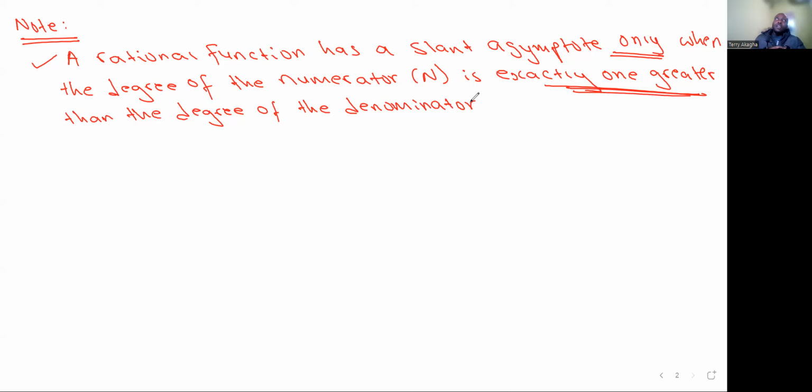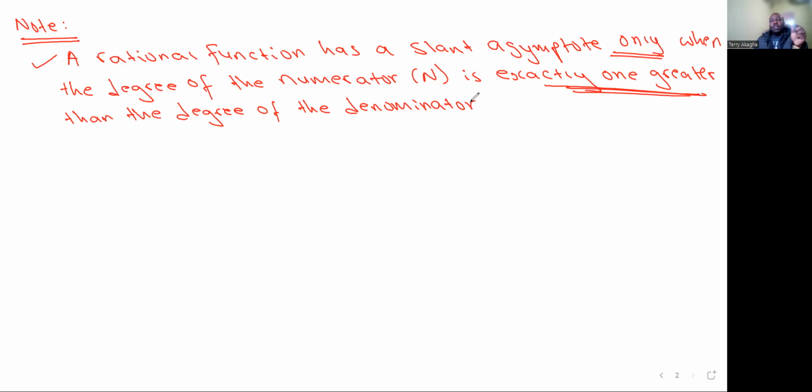So what I'm trying to say is, for instance, if the degree of the numerator is 3, the denominator should be 2. Is that making sense? If the degree of the numerator is 4, the denominator should be 3. The difference between the degree of the numerator and the denominator must be just 1.